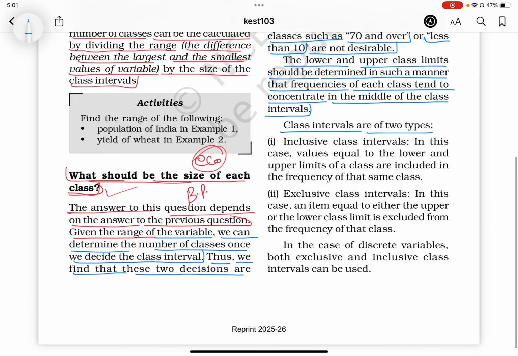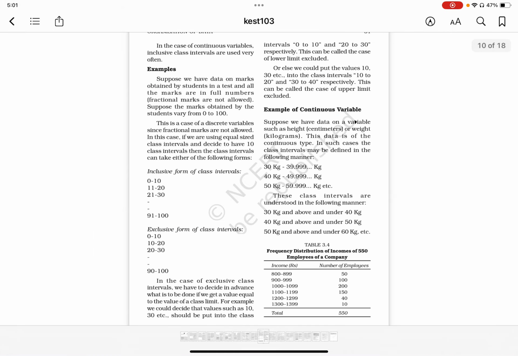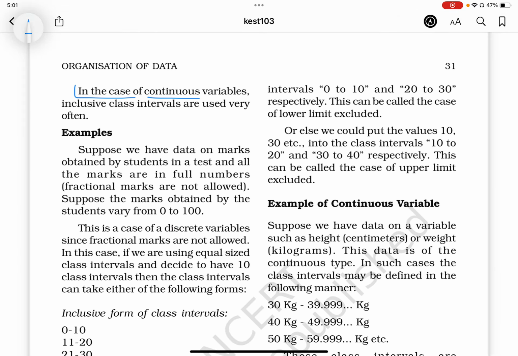Class intervals are of two types. Inclusive class intervals: in this case, values equal to the lower and upper limits of a class are included in the frequency of that same class. Exclusive class intervals: in this case, an item equal to either the upper or the lower class limit is excluded from the frequency of that class. In the case of discrete variables, both exclusive and inclusive class intervals can be used. In the case of continuous variables, inclusive class intervals are used very often.